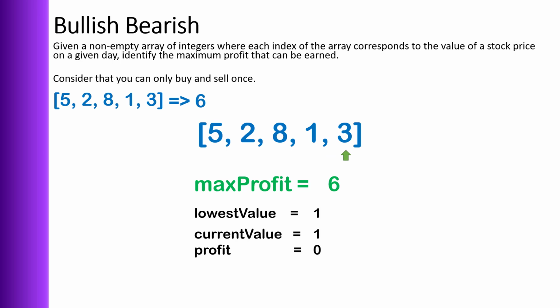And last value is 3. Current value is now 3. So current value minus lowest value is 2, so the profit is 2. But the max profit is still greater, so now we can consider that max profit is 6 since it is the last value in the array. I mean, we have already checked the last value in the array.